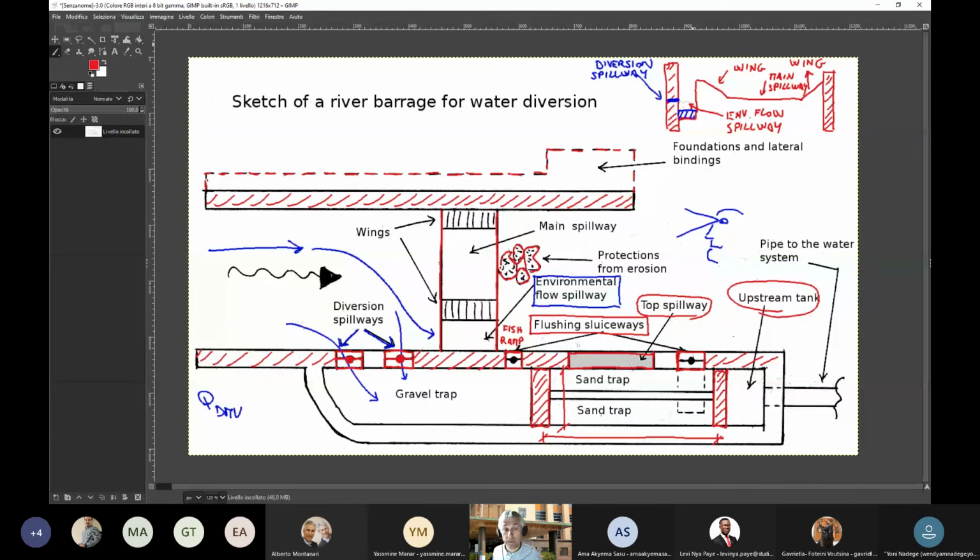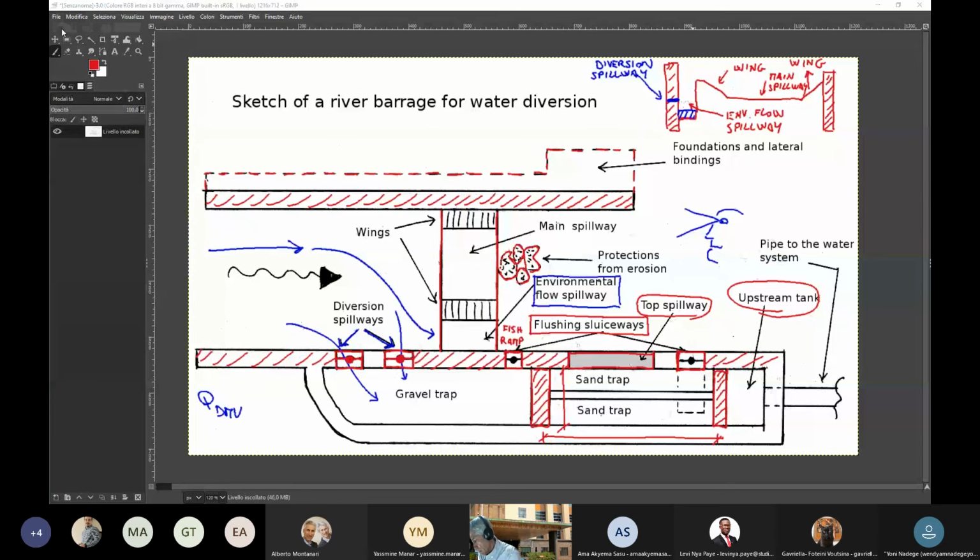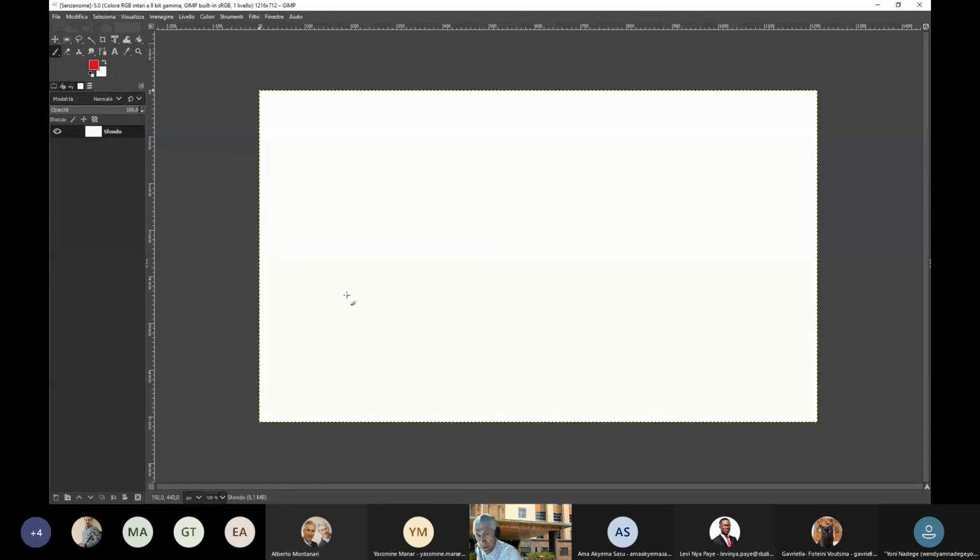And what is governing the time? So how can I estimate this time? So the time is, let me just very quickly open a new sheet. The time needed by a particle of sand to settle down can be computed in this way, dividing h, the depth of the sand trap, by the velocity of sedimentation.